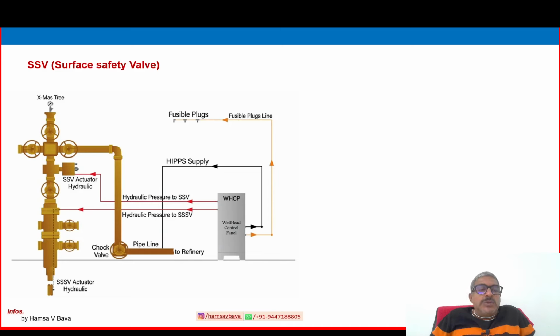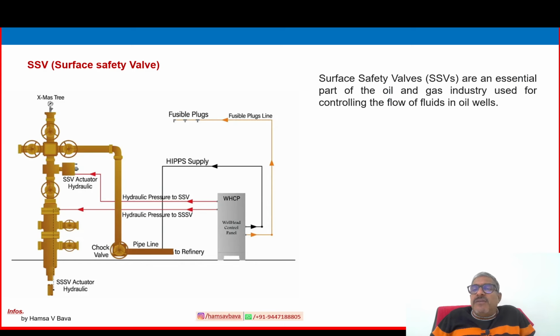Another safety valve used in the wellhead is the double SV or SSV, simply calling. It is called the surface safety valve. This is also a safety valve for the protection of the flow line and the wellhead and Christmas tree. Surface safety valves are an essential part of the oil and gas industry, used for controlling the flow of fluids in oil wells. That also uses the hydraulic system and is connected to the wellhead control panel. And SSV is a fail-safe close valve installed on the production tubing of oil wells.